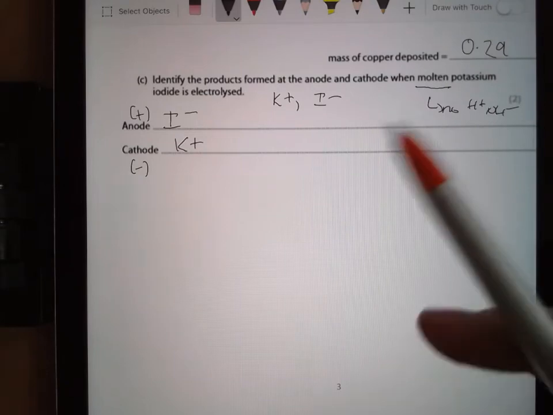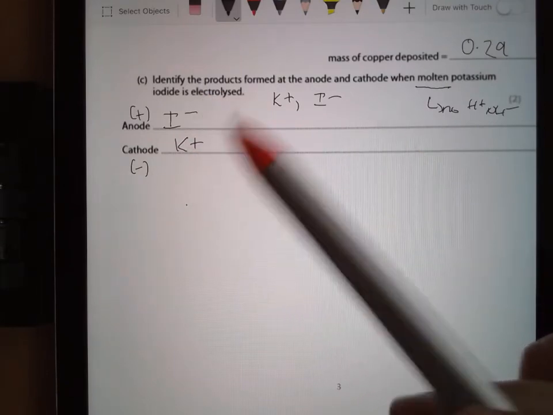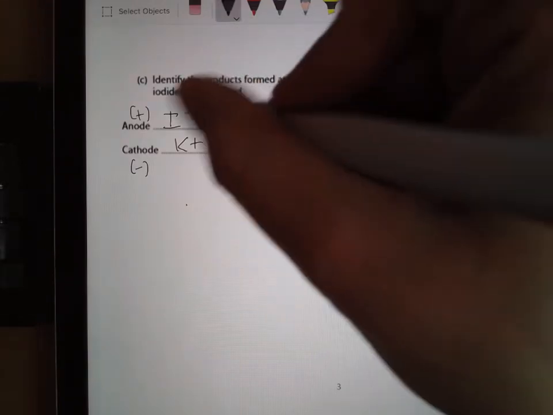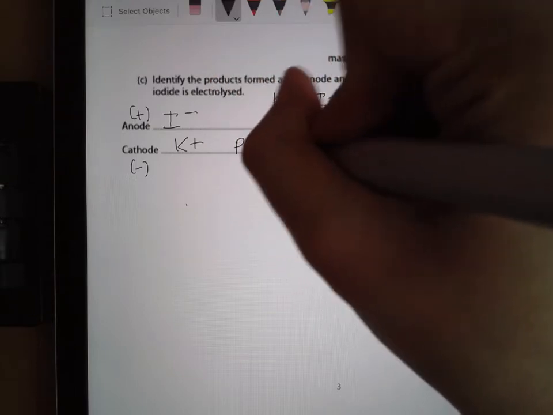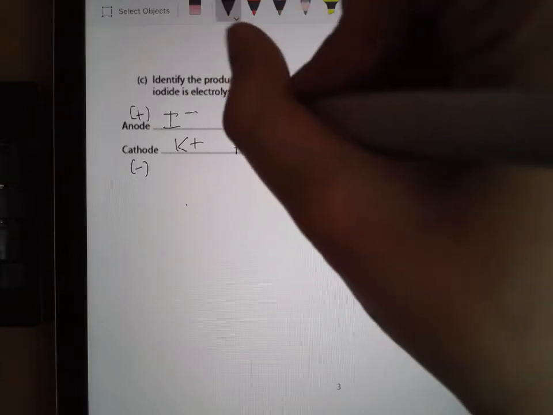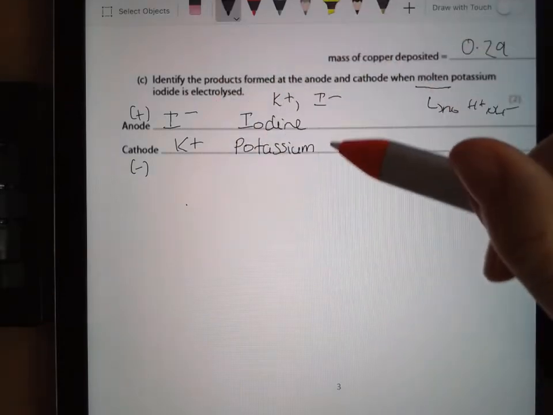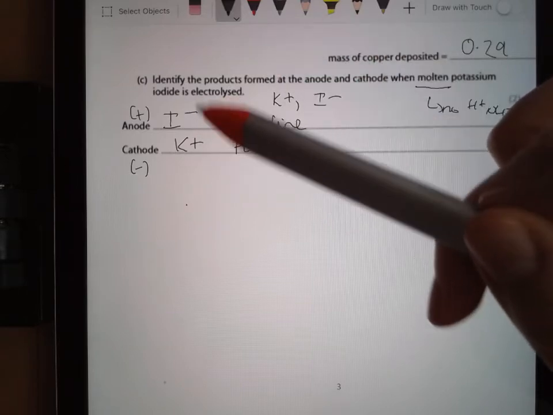Now this is really important. If you left that as your final answer, you're not going to get any marks. The product at the cathode is not a K plus ion. That K plus ion is then turned into normal potassium. So to get your mark, you have to actually write potassium. And to get your mark above, you have to write iodine. You need to give the name of the elements as they appear on the periodic table. You don't write down the formula of the ions.